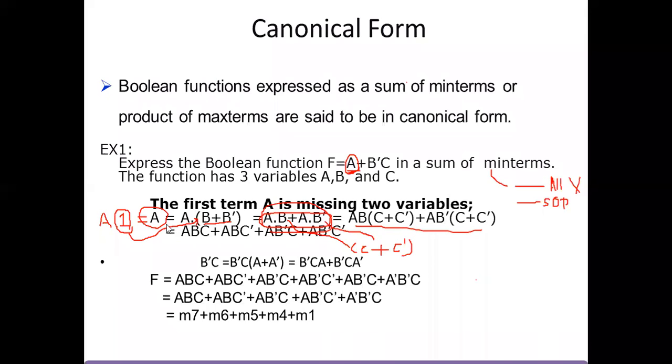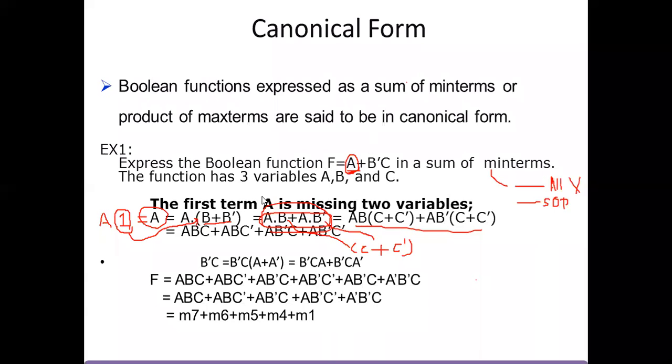Okay, so what have we done? So term A is missing variables B and C. So we are trying to include those because in each and every min term, it's a rule that it should include all the variables in the equation of the function. Okay. So to convert the first term into its min term, we have to include the other two variables. What are the other two variables? B and C into that.